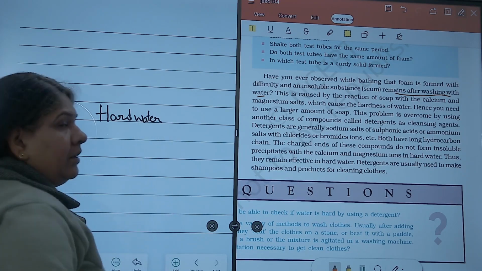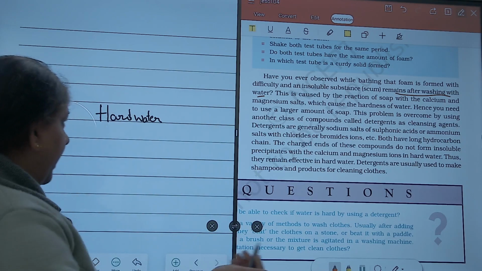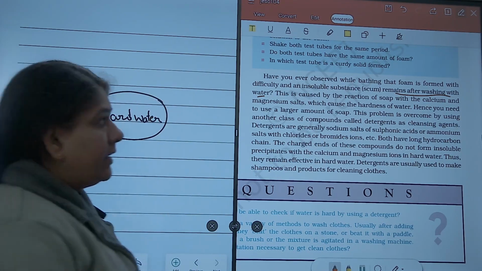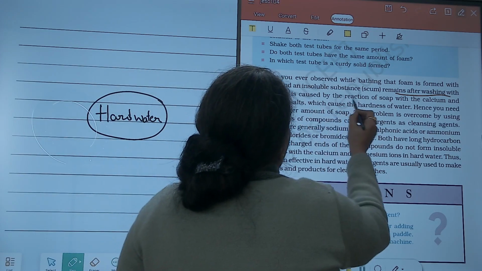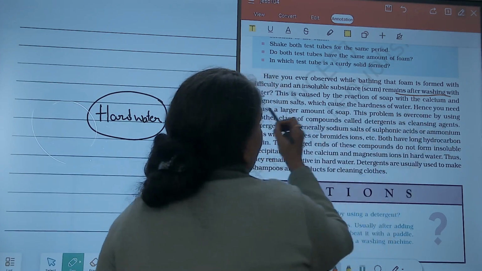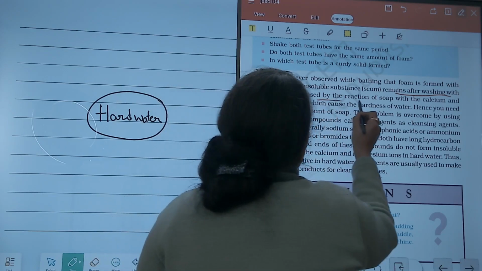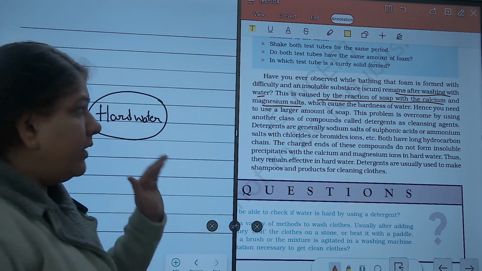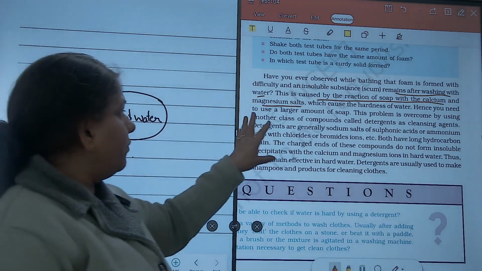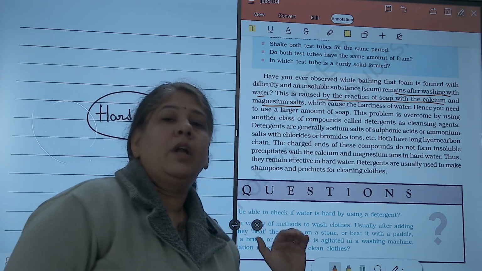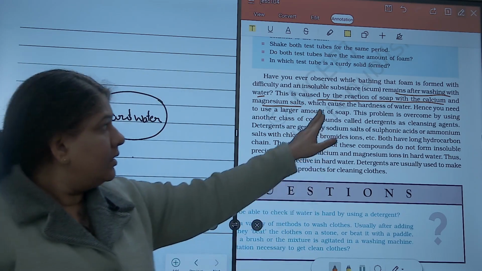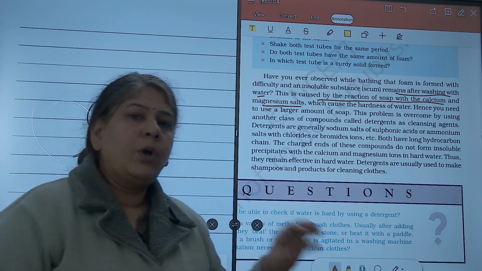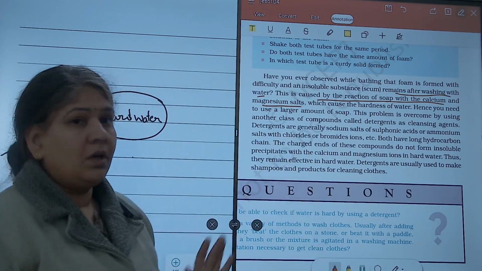Lather means झाग. झाग नहीं बनता है. So with hard water, soaps don't form lather. This is caused by reaction of soap with calcium and magnesium salt, which causes hardness of water. So you must remember water containing a lot of calcium and magnesium salts is called hard water, and if these calcium and magnesium salts are present in small quantity or absent, it is called soft water.